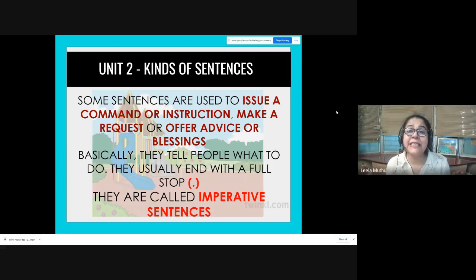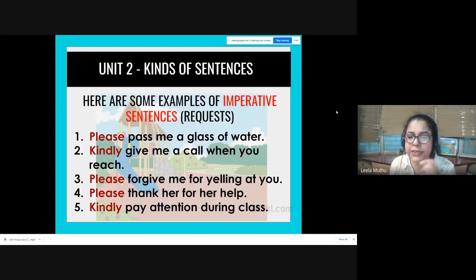And these sentences, which are a command, which is basically an order, or a very polite request, or giving advice, or giving blessings to younger people, are called imperative sentences, and they end with a full stop. So here are some examples of imperative sentences.